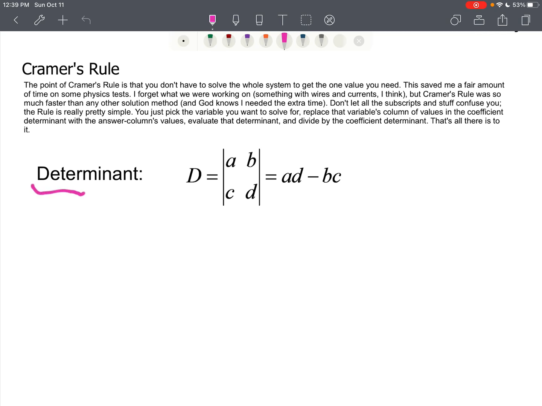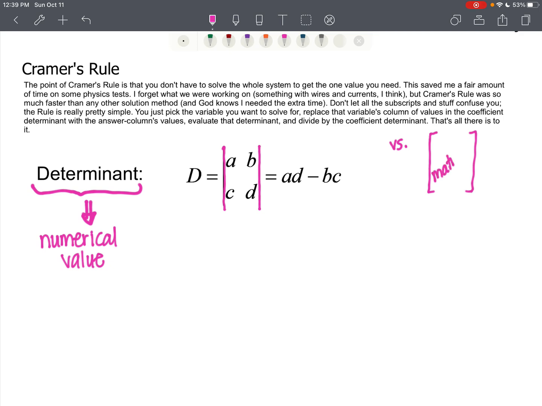We have what's called the determinant, and the determinant is a numerical value. It is a numerical value. And we get that numerical value by setting up our determinant, which looks like a matrix, but it's not. So these are just vertical bars versus a matrix that has little hooks on them. So this is a matrix, right? This is a determinant.